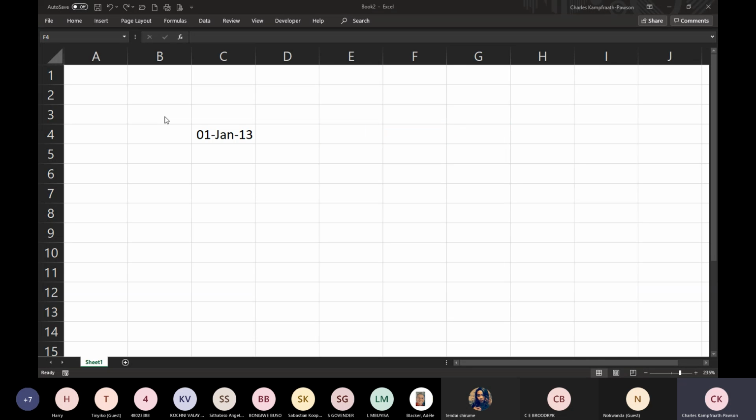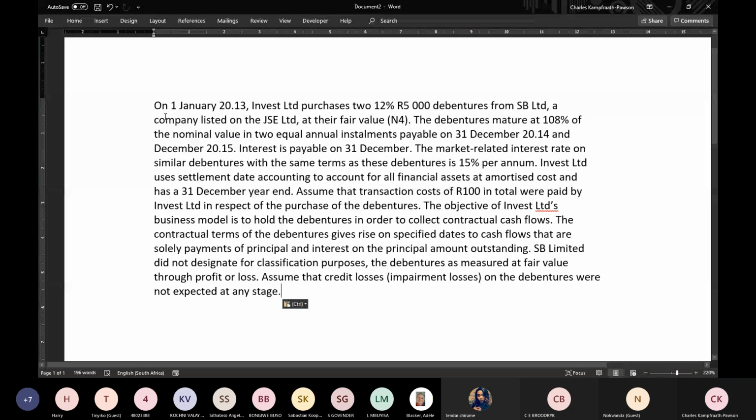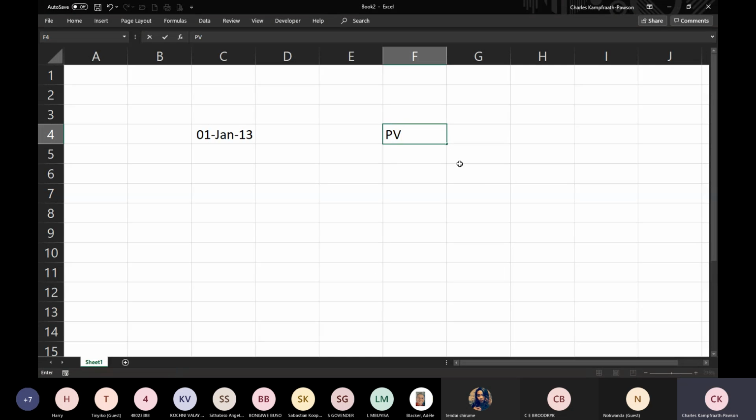Do we know what the fair value is yet? We only know what similar debentures can reach. We don't know what this value is. Agreed? So that is what we must calculate. We want to calculate the present value of future cash flows plus transaction costs. Everybody happy?